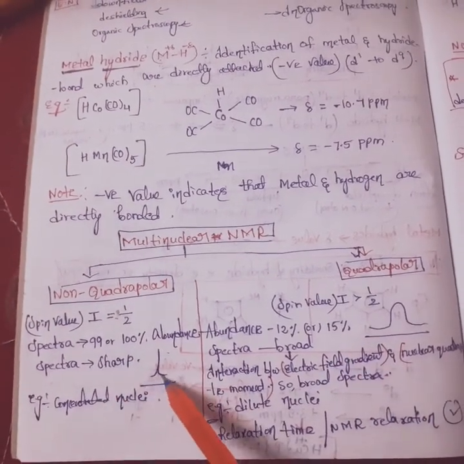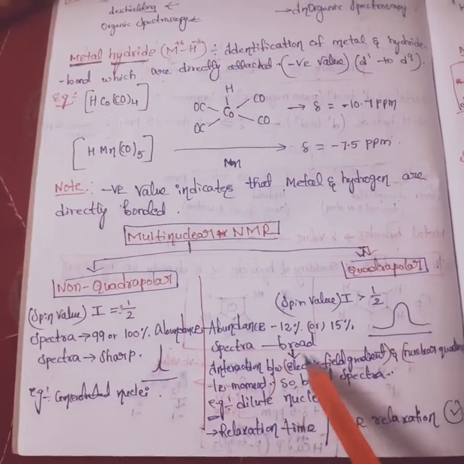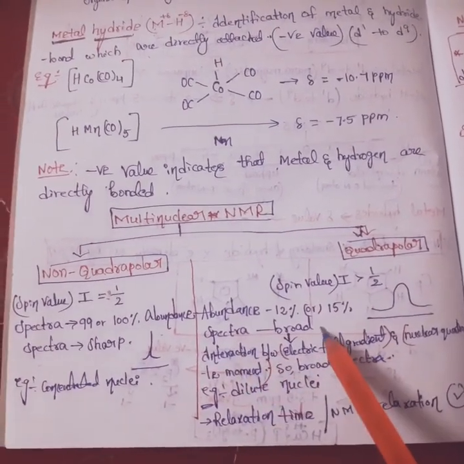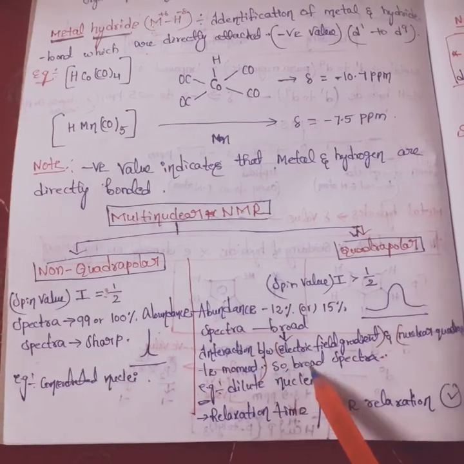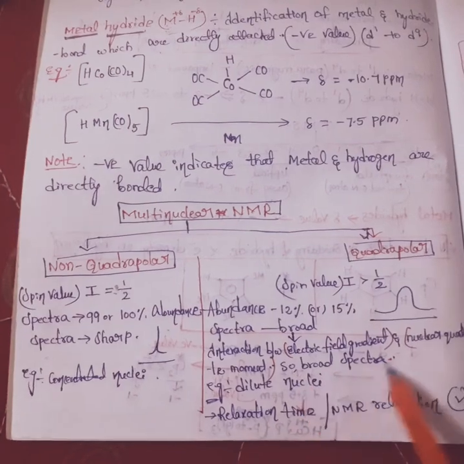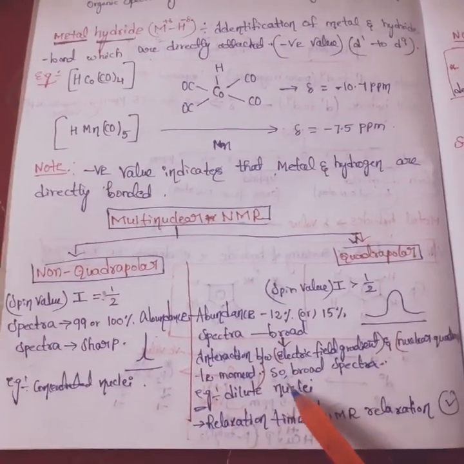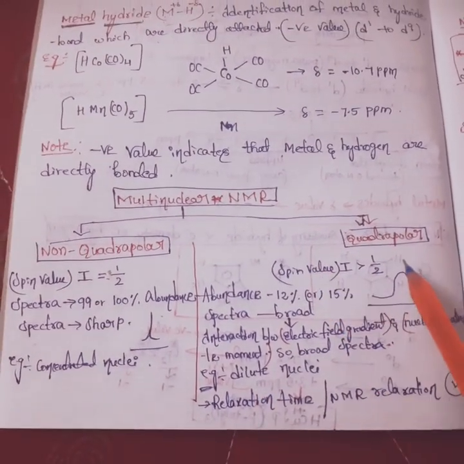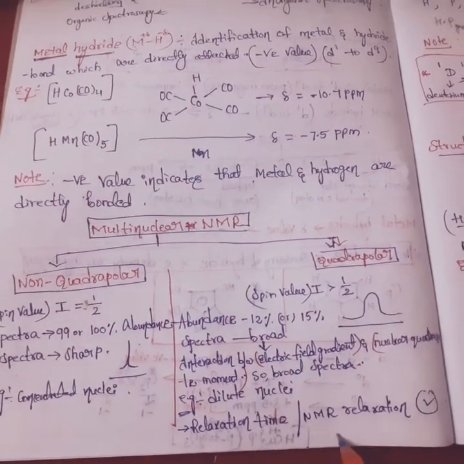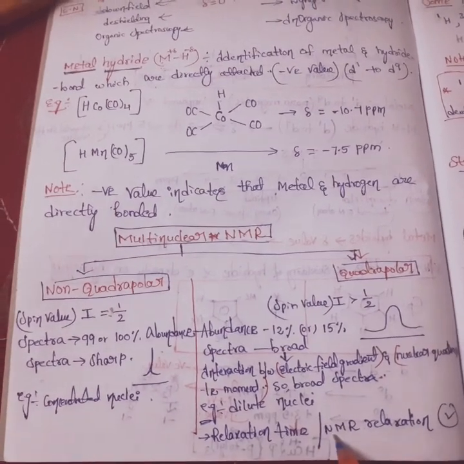Here the spectra is sharp, and there it is broad. We also discussed the reason for the broad spectra: the interaction between the electric field gradient and the nuclear quadrupole moment. The example for non-quadrupolar is concentrated nuclei, and for quadrupolar the example is dilute nuclei. In quadrupolar multinuclear NMR we have to discuss the relaxation time and NMR relaxation. Of course, this is very important, that's why I am going to discuss it in my next video, friends.